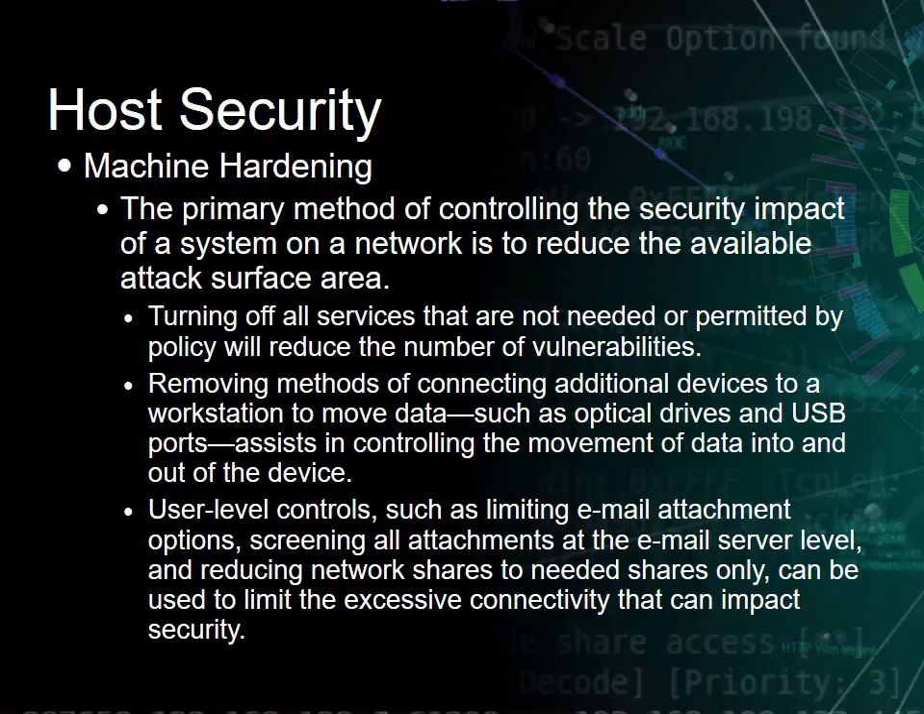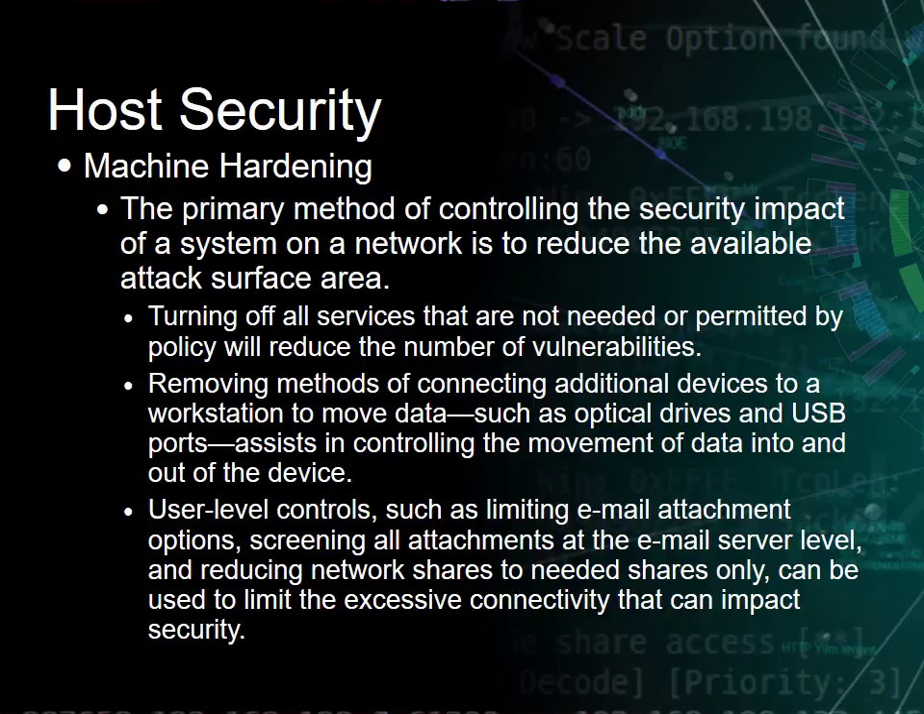So with the operating system, we talked about the Security Technical Implementation Guides, or STIGs, that would help to configure an operating system to be more secure. Well, those same STIGs can be applied to machine hardening. The primary method of controlling the security impact of a system on a network is to reduce the available attack surface, or all the different places where an attack could be done against the system.